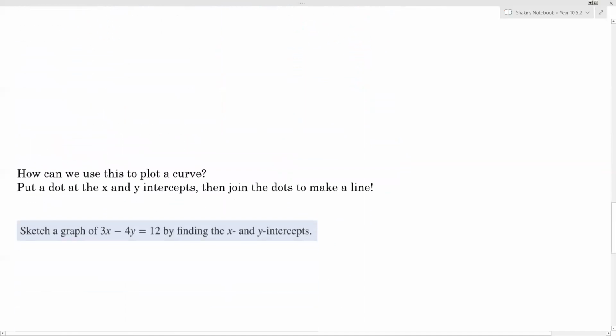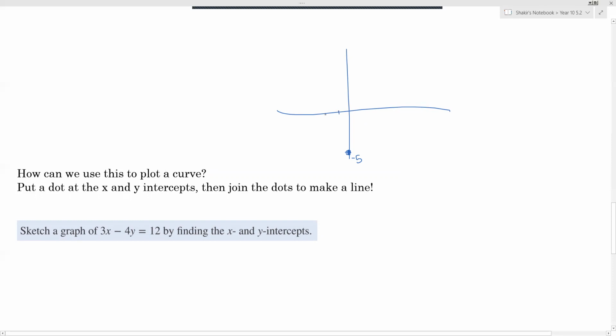So how can we use this to plot a line? Well, you put a dot where the x-intercept and the y-intercept are, and join the dots to make a line, right? So if, for example, the y-intercept is at negative 5, y-intercept means the y-axis, so at negative 5, the y-intercept is here. You put a dot here. And then if the x-intercept is at negative 3, then on the x-axis, where x is equal to negative 3, we put another dot there, and then you just join the dots.